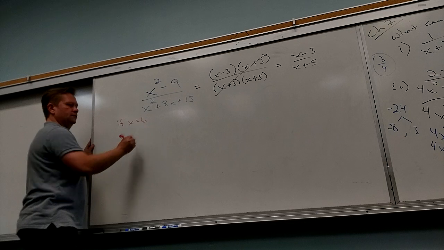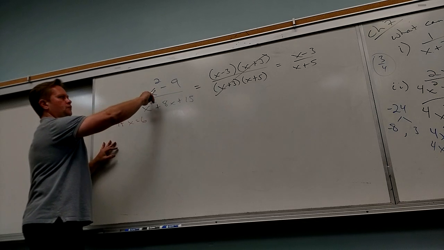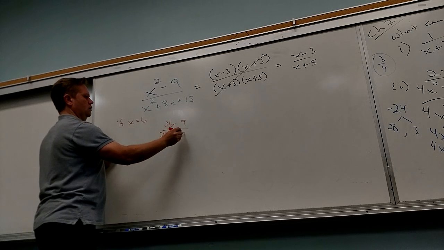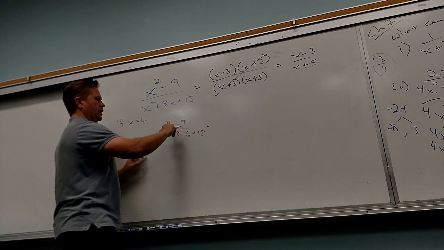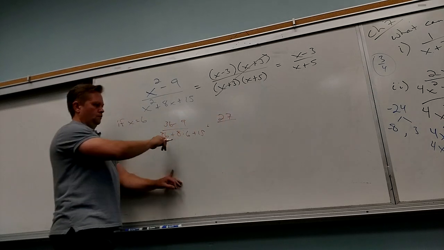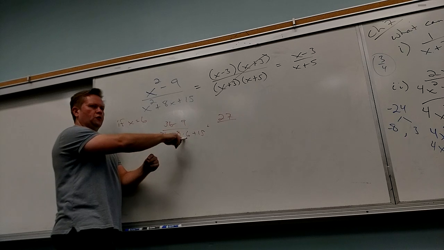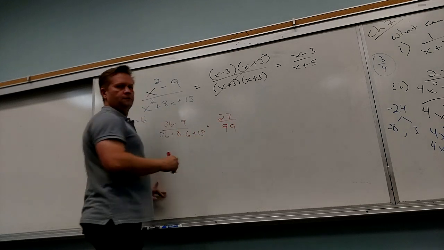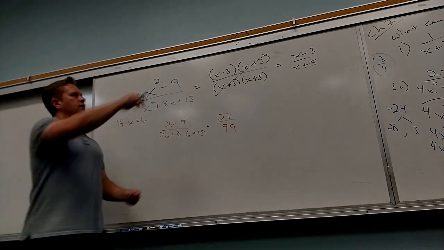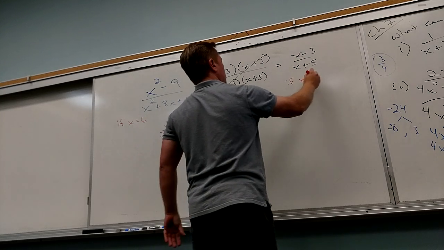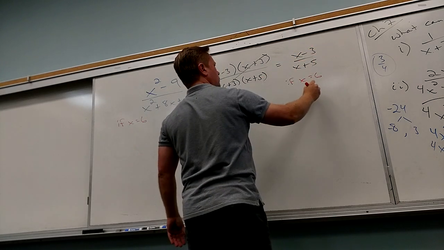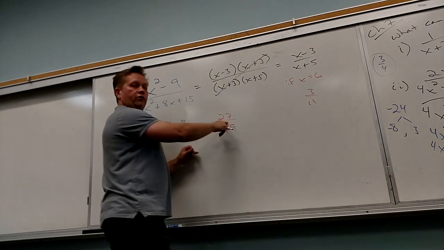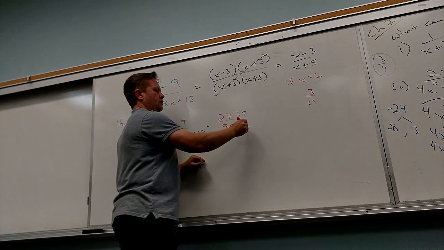6 squared. What do I get? I get 27 over 36 plus 48 is 84 plus 15 is 99, I believe. And then simplify. And let's see what we get over here. What if x is 6? What do I get here? 3 over x plus 5 is 11. And if I reduce this, what do I get? 3 over 11.